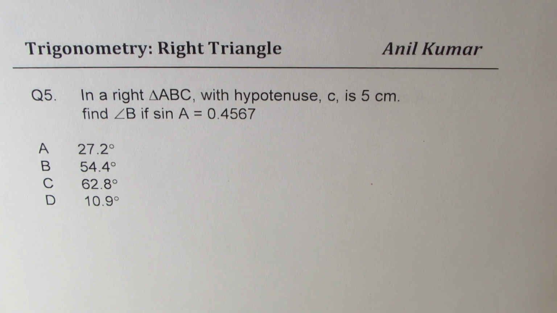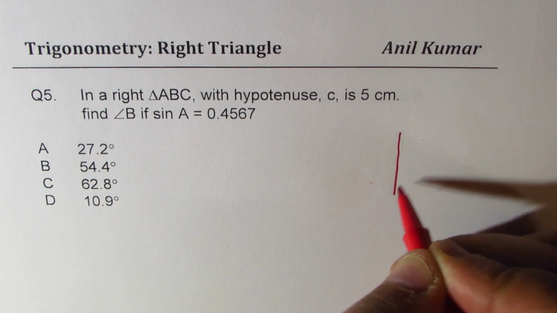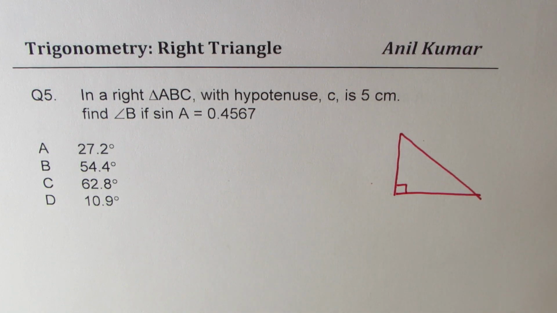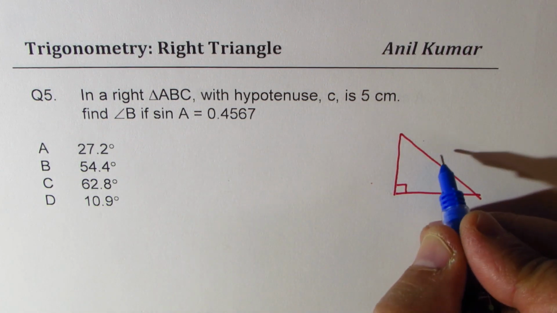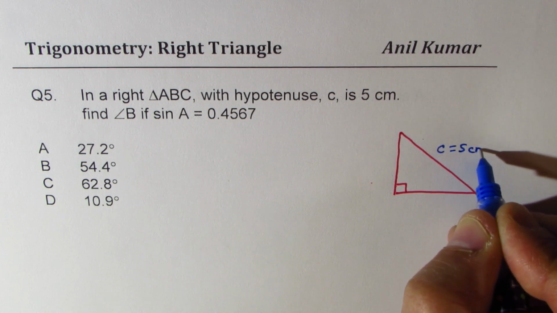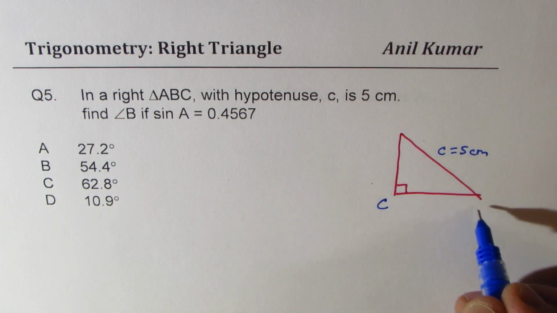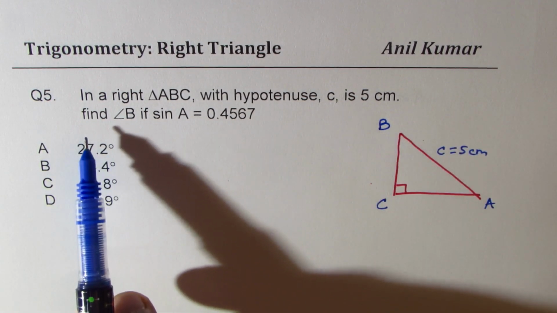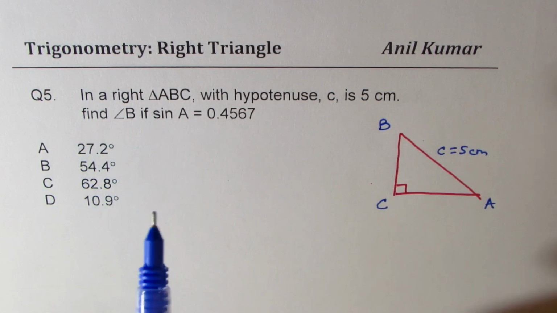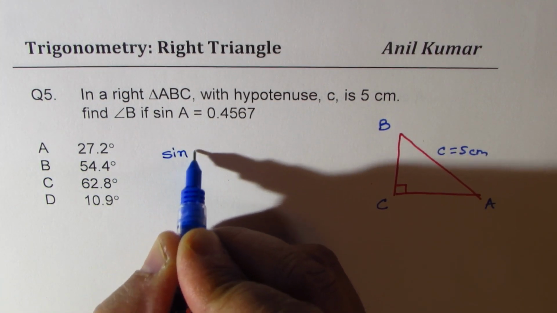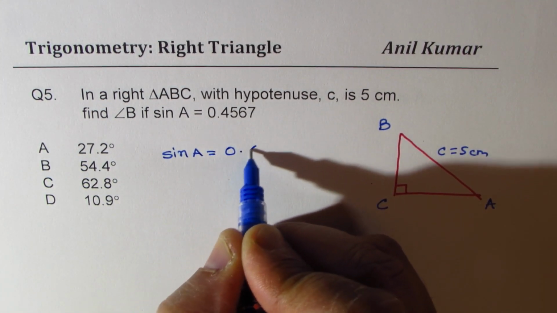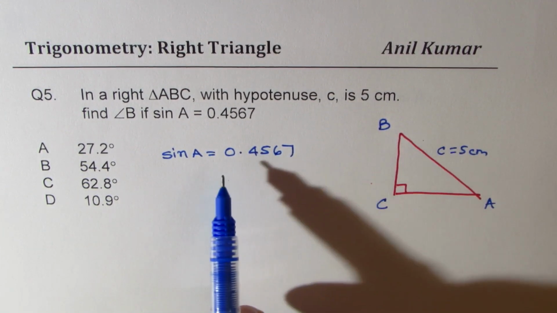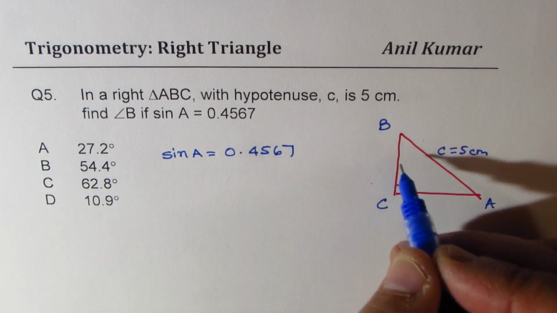Question number 5. In the right triangle ABC, so let me sketch one triangle here. Let's say this is the right triangle ABC. The hypotenuse C is 5. C is 5 centimeters. That means this is C. And we can call this A and B. Find angle B if sine A is equal to 0.4567, right? We have to find what is angle B. So we have to find this angle.